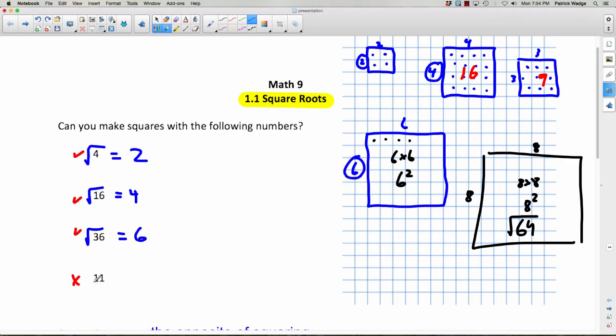What's a number that multiplies by itself to get 11? There is an answer, it's just not going to be a whole number. It's going to be 3 point something. We'll talk about that next day, so let's leave that for now.